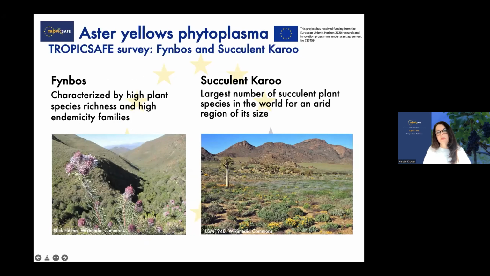So then we also sampled plants in the natural vegetation, and here in the areas where Aster yellows occurs, we have got the fynbos in South Africa, which is famous for its high plant species richness and also high plant endemicity in that region. And then we also sampled in the succulent karoo, which is unique because of its large number of succulent plant species, or the largest number of succulent plant species in the world for an arid area of this size.